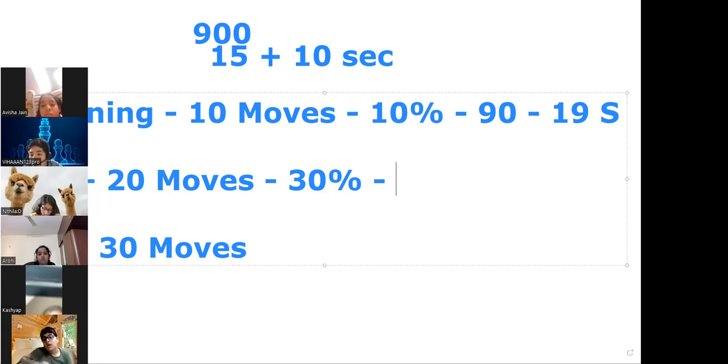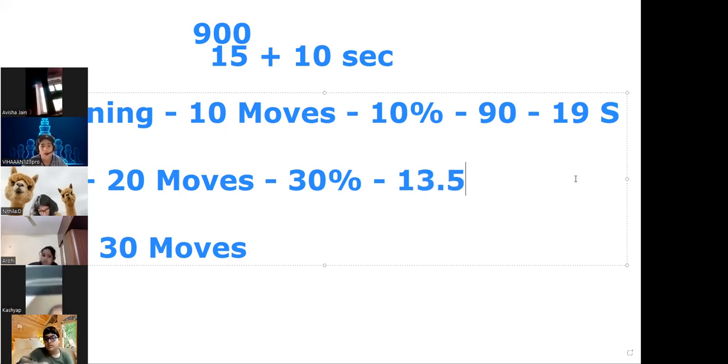So how much time do you have to spend? 20 moves and 30% of the time. That means you have roughly 270 seconds to play these 20 moves. That comes to roughly 13.5 seconds per move. Plus you have the increment as well, which means you will get 23.5 seconds per move.